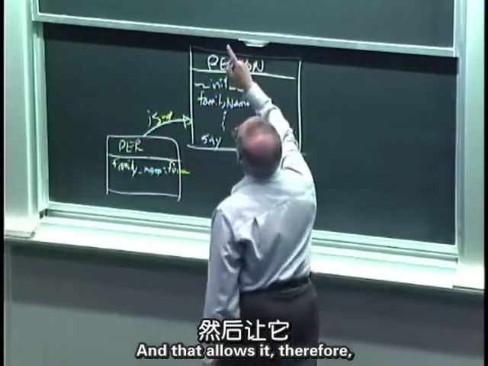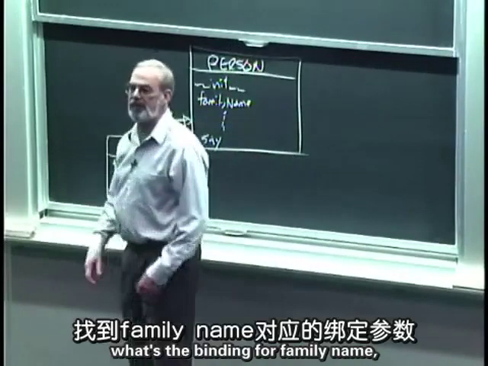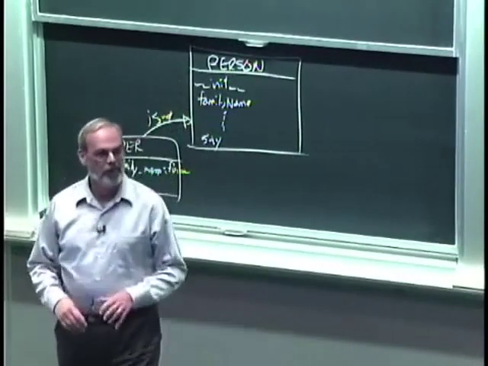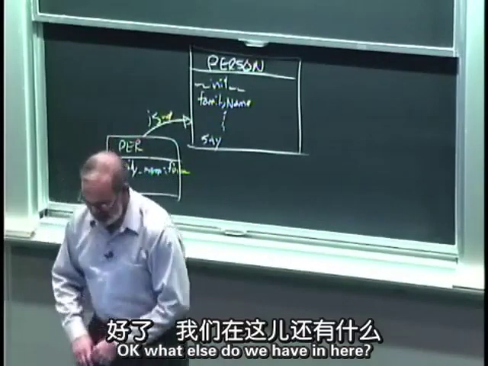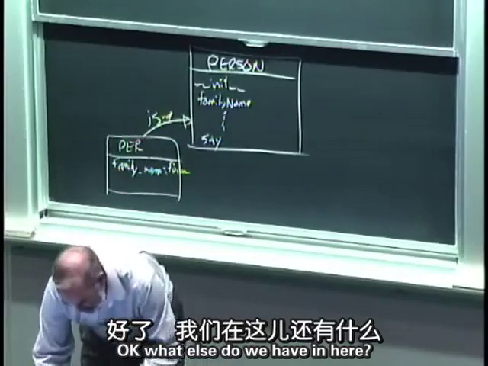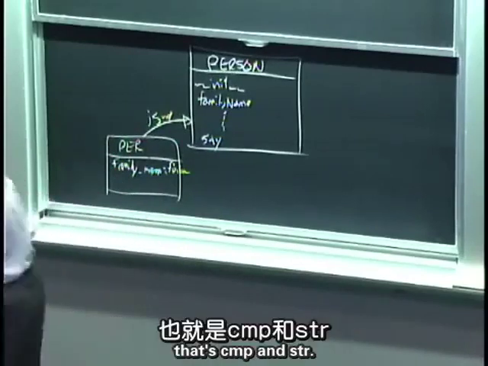And that allows it, therefore, as you can see on the code, to look up under self, what's the binding for family name, and print it back out. So self is always going to point to the instance I want, and I can use it. Okay, what else do we have in here? We can get the first name. That's not particularly interesting. We've got two other special methods.